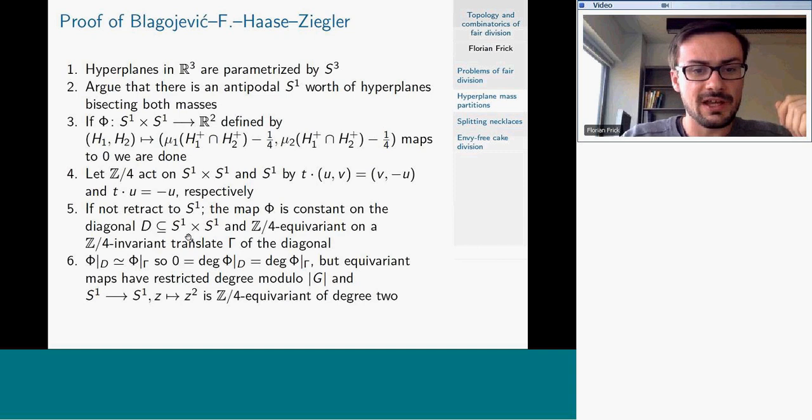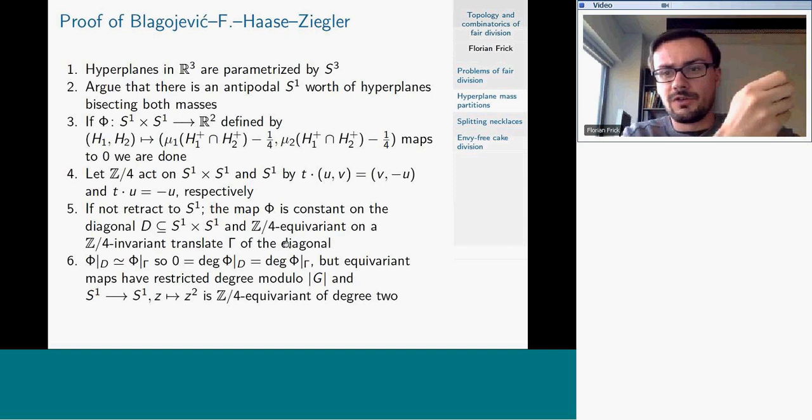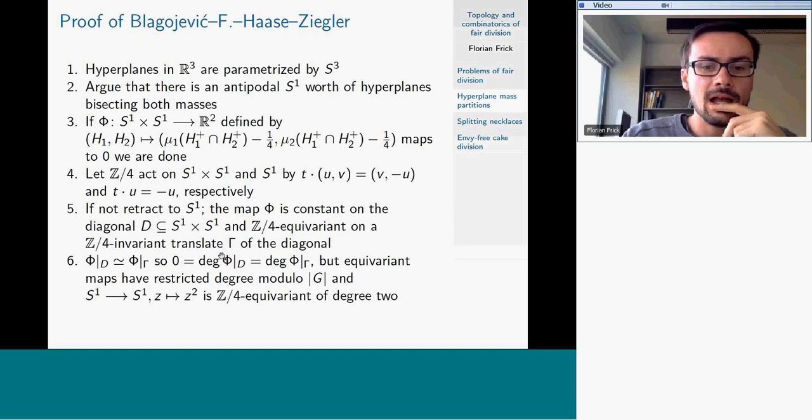The Z4 invariant translate of the diagonal: take a plane and then go 90 degrees along the circle, and that second hyperplane, that's a translate of the diagonal, right? You're just 90 degrees off the diagonal. This is invariant, because if you switch the hyperplanes and go to the antipodal point of the other, then again they're at distance 90 degrees. So our map on this translate exhibits symmetries. You go from this to negative this, so it's precisely a Z4 equivariant map from the torus to the circle with these given actions.